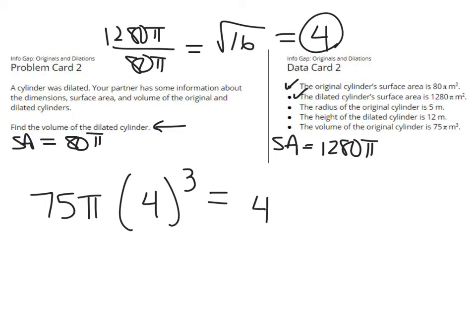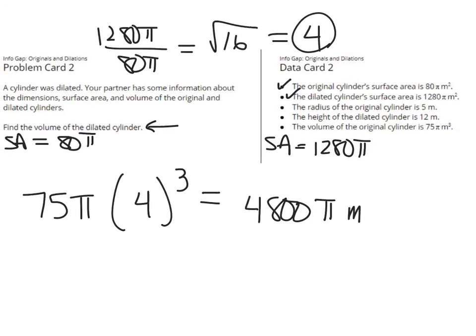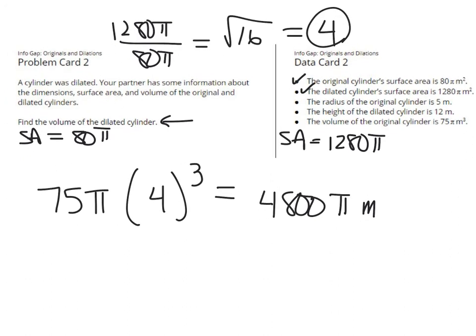That gives me 4,800 pi, not centimeters, meters. I can't read it. Let's see. Sorry, I didn't leave enough room. Meters cubed. That seems too easy. It didn't want me to do anything else. Nope, that's it. Good job. That was the easy one. All right, moving on.